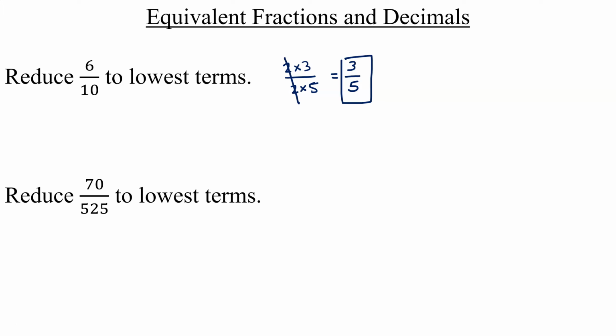Let's try one that has slightly larger numbers. So we're going to do the prime factorization. 70 breaks into 7 times 10. 7's prime. 10 breaks into 2 times 5. Those are both prime. So our numerator is 2 times 5 times 7. 525 breaks into, and there's different ways you could break it up, but I just did 25 and 21.